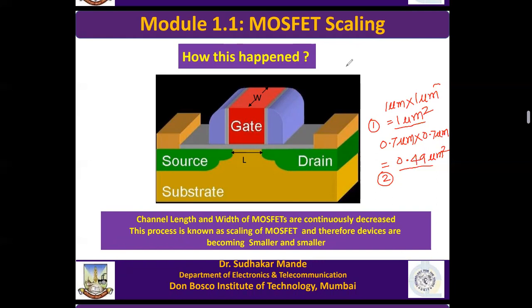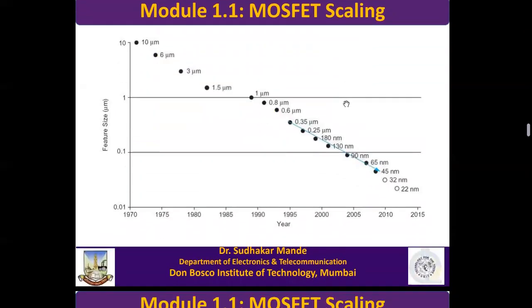So the area is becoming less. This is called MOSFET scaling, and because of that we can put a large number of transistors, because devices are becoming smaller. Now, if you see this slide, MOSFET scaling started in 1970. At that time, the minimum dimension was 10 micrometer, and it has decreased every 2 years. Then it became 6 micrometer, 3 micrometer, 1 micrometer, and now it is 22 nanometer.